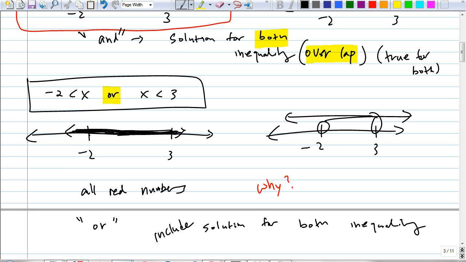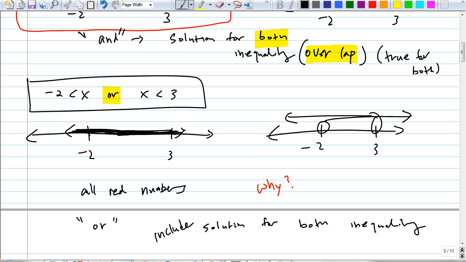Right, so what he means is, even though -2 is not a solution for this inequality, even though it's an open circle there, it gets included because of the other inequality. Even though 3 is not included in x is less than 3, isn't 3 greater than -2? Yeah, so it's really included from the other one. Does that make sense?